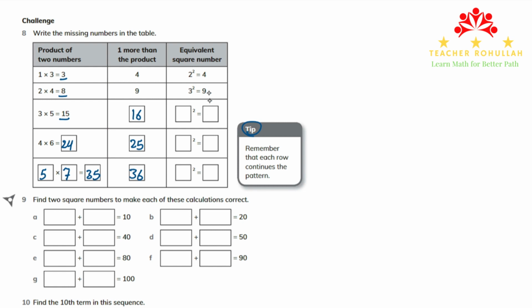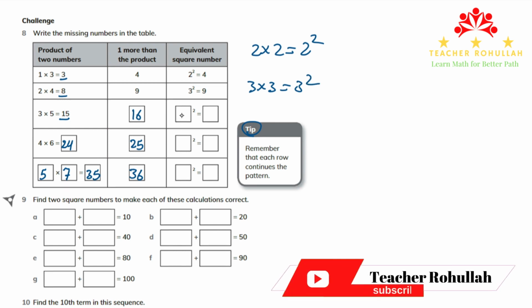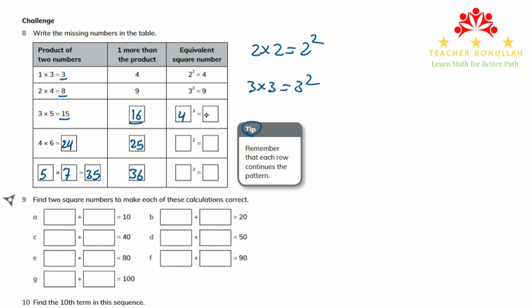Now, on the third column, we have equivalent square number. So we have 4 is equal to 2 squared. 2 squared, as I said, means 2 times 2 can be written as 2 squared. In the same way, 3 times 3 can be written as 3 squared. So what number over here is squared that gives us 16? It is 4 squared equals 16.